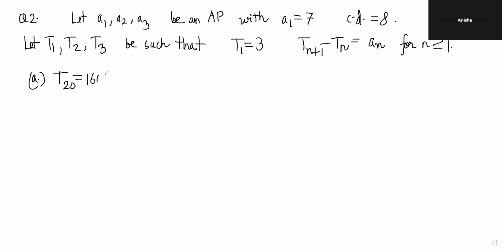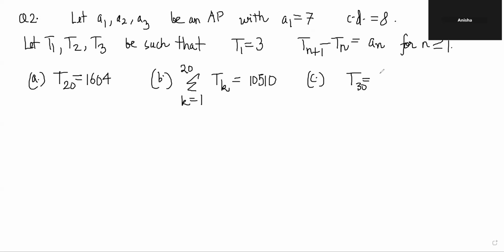A: T20 is 1604. B: Summation of k goes from 1 to 20, Tk is 10,510. C: T30 is 3454. And D: summation k goes from 1 to 30, Tk is 35610. Which of the following statements is correct?